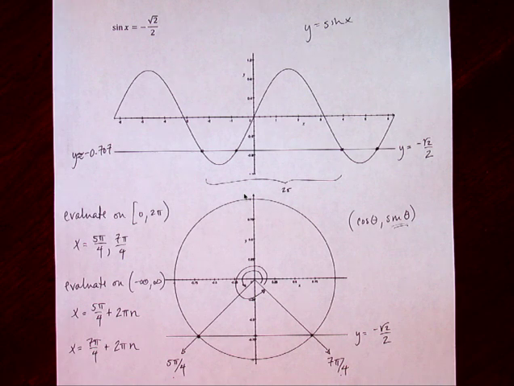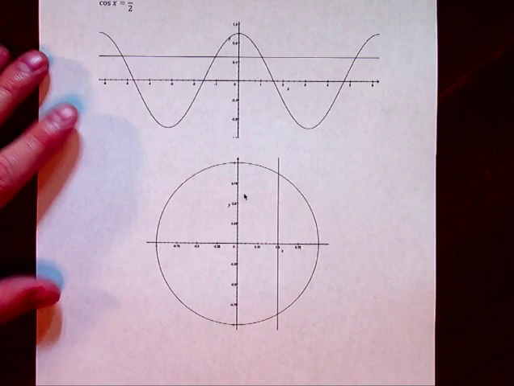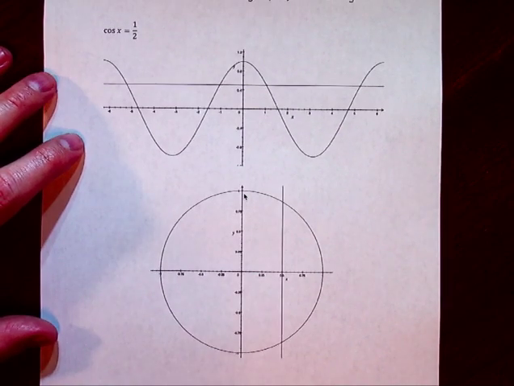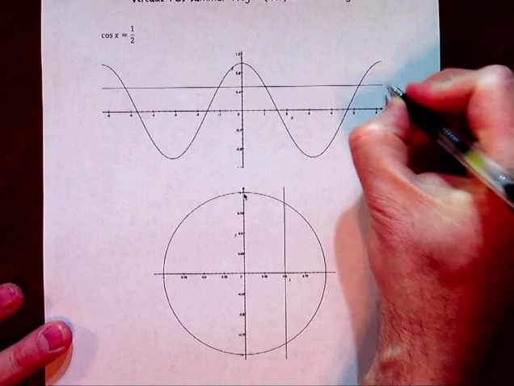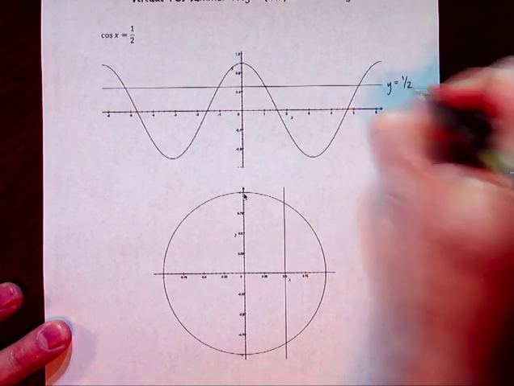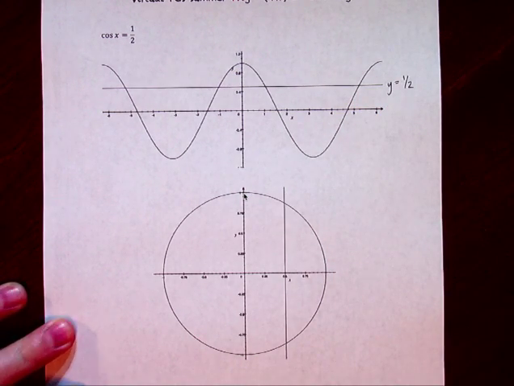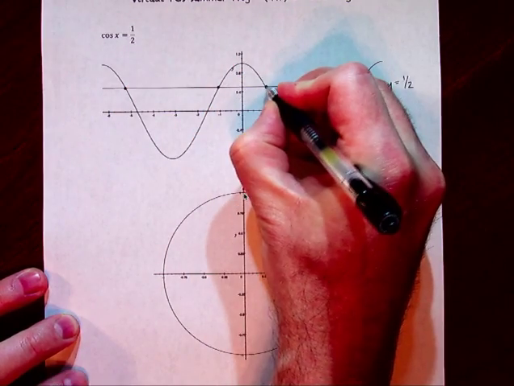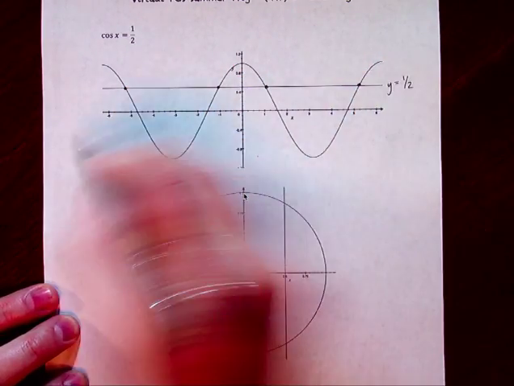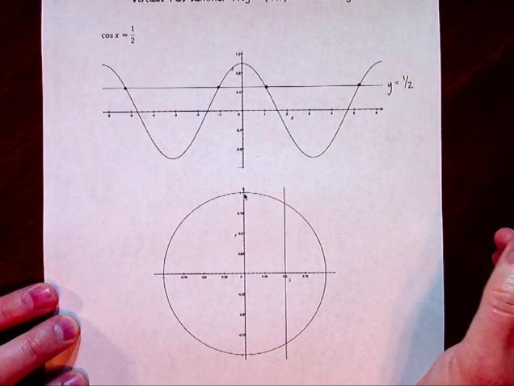Alrighty, well, let's move on to cosine. Let's say that we're being asked what angle measurements give us a cosine ratio of 1/2. Well, we can go ahead and actually draw y is equal to 1/2 and see where it intersects the cosine graph. And we see the fact that it actually does so periodically, right?